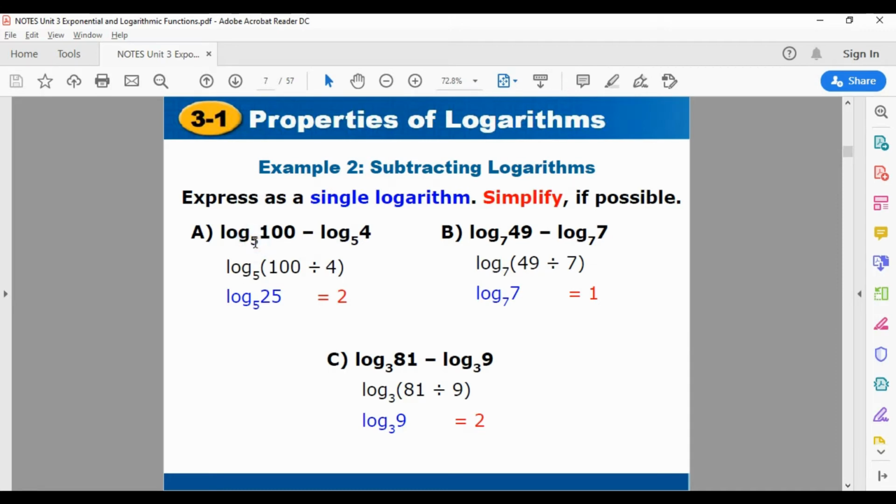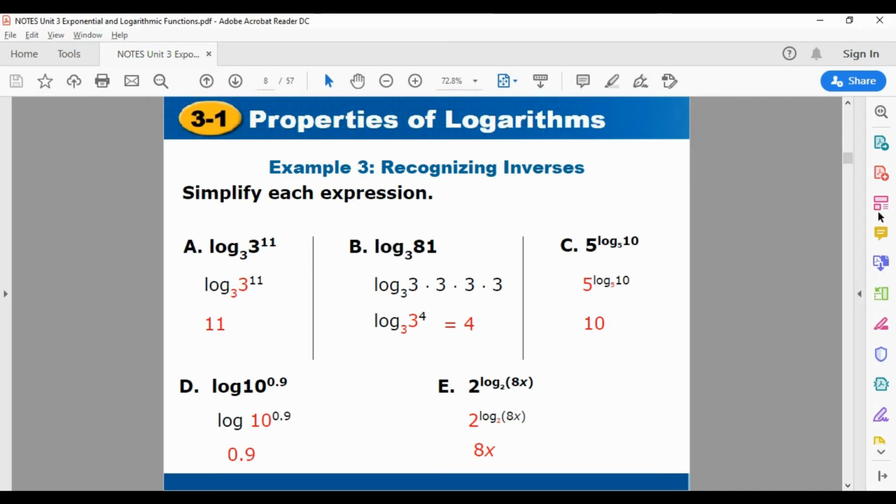Again, just like in the products, notice that the bases in these are always the same. For A, it's base 5, for B, base 7, and for C, base 3. You take the two independent values, 100 and 4. Since this is minus, we're going to divide inside the logarithm to give us 25, and log base 5 of 25 is going to be 2, and then so on for the other values as well.